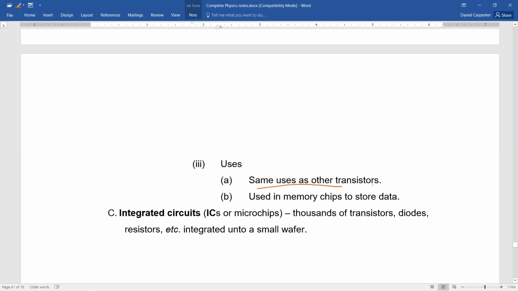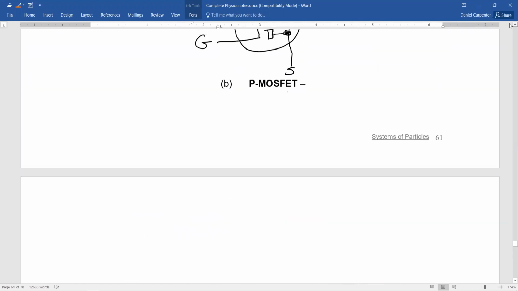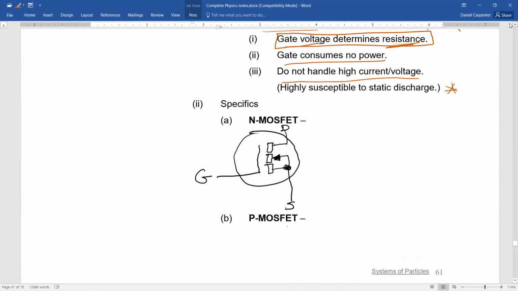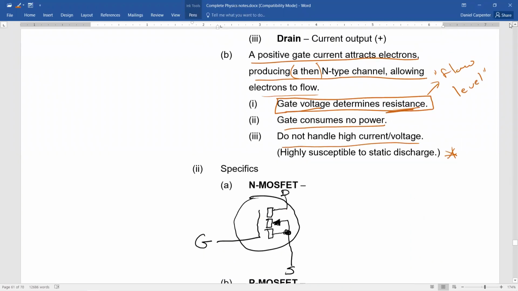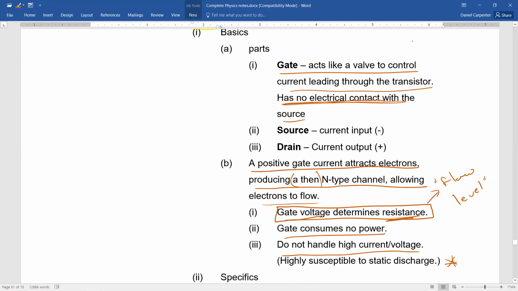These are used for the same thing as other transistors, and they can be used in memory chips to store data because of the fact that they have no electrical contact with the source.